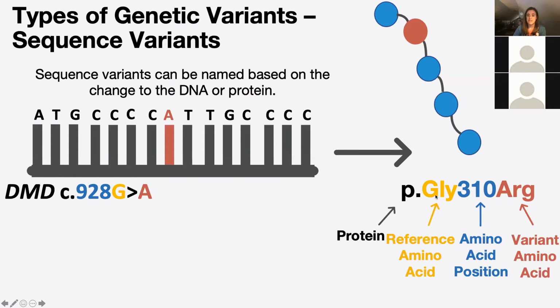The first abbreviation is what amino acid is typically there. In this case, it's typically a glycine. Gly is just our abbreviation for glycine. And then the second abbreviation after the number tells us what amino acid is there instead because of this change to the DNA. So in this case, there's an arginine instead of that glycine in this individual.